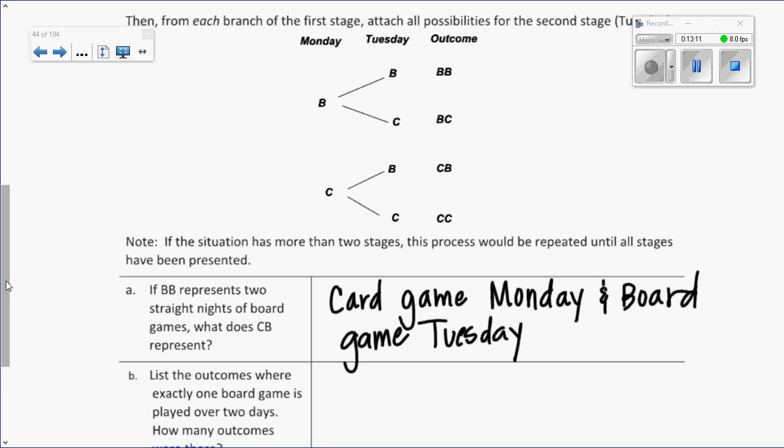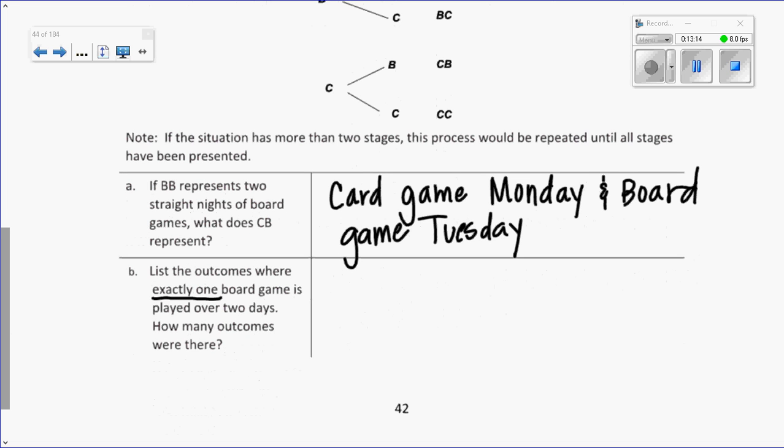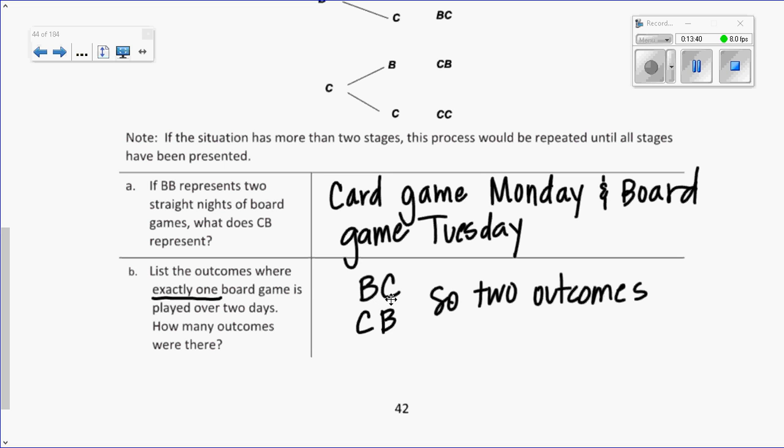Okay, list the outcomes where exactly one, underline that there, exactly one board game is played over the 2 days. Well, if you play a board game on Monday and a card game Tuesday, that's exactly 1 night of board games. Or what about the other way around? If I do a card game Monday and a board game Tuesday. Okay, so there are 2 outcomes that show exactly 1 board game being played. So you could think of these as similar outcomes, except it depends on what day of the week. Just like with the kids being born, there's 2 outcomes where there's 1 boy and 1 girl, but it depends on which one, if you're saying the boy is first and the girl is second, or the girl is first and the boy is second.